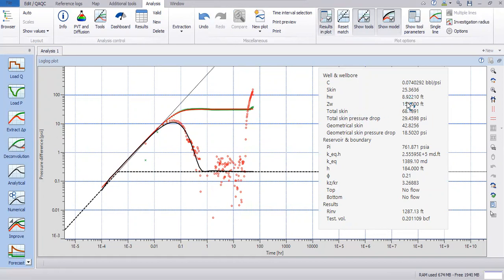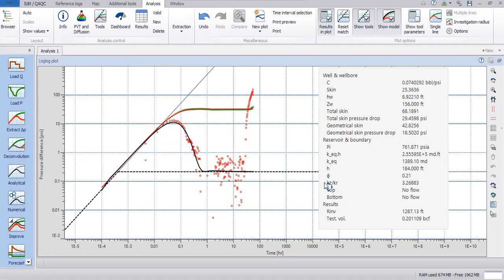ZW, the distance between the bottom section of the reservoir and the mid perforation. Total skin, geometrical skin due to partial penetration. And PI, initial pressure. Permeability equivalent, it's quite high. So that's why the PWF, flowing pressure, and the build-up pressure are very close, because we have very good permeability. Thickness, based on data.